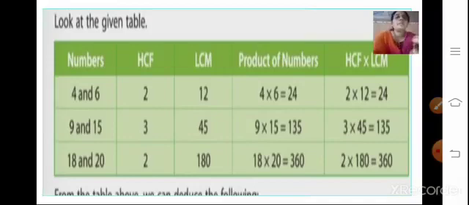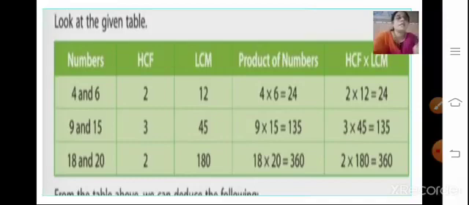Let's see the first number, that is 4 and 6. The HCF of 4 and 6 is 2, whereas the LCM is 12. Now when we multiply the two numbers, 4 and 6, we get the product as 24. At the same time, when we multiply the HCF and LCM, that is 2 and 12, even the product is 24.